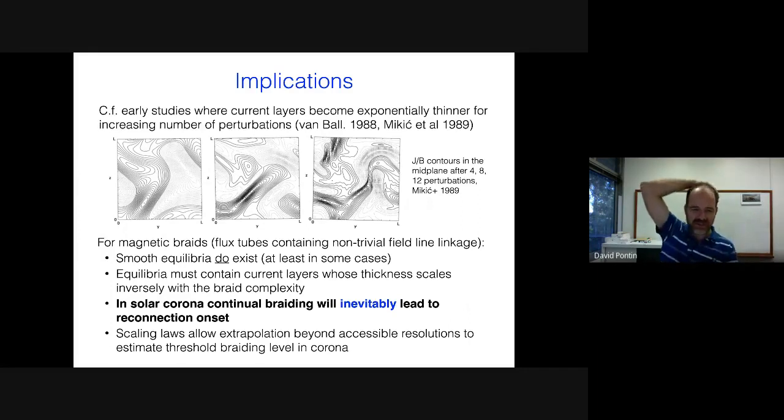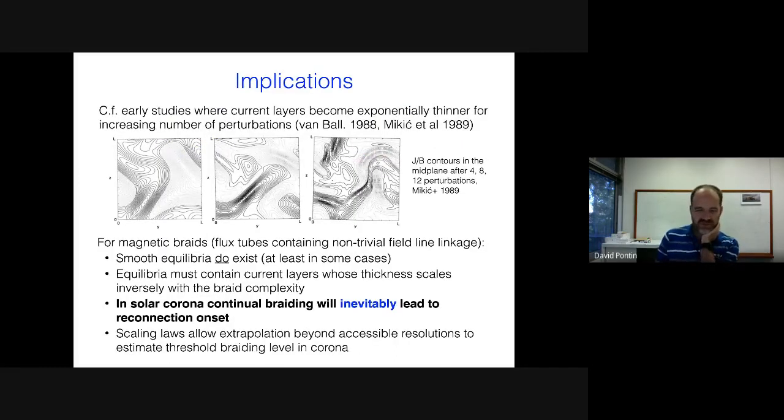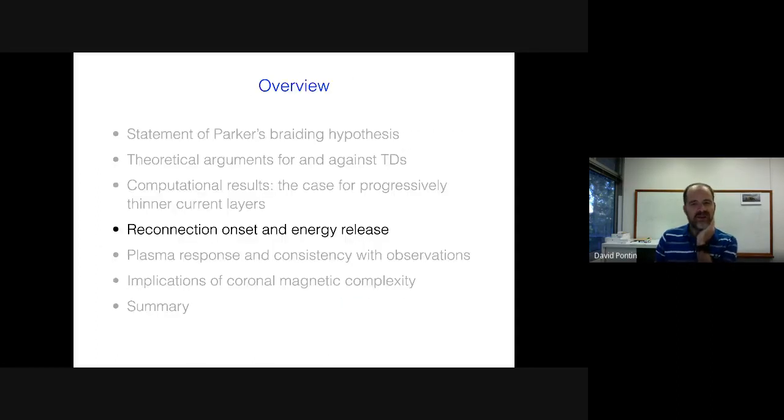And what this means is that in the solar corona, as the field is continually braided up by the boundary motions, we have to inevitably have the onset of reconnection. Inevitably, the current layers will become thin enough and the current will become sufficiently intense that reconnection has to set in. And if we want to, we can use these scalings to try to extrapolate and figure out what sort of a degree of braiding we might expect in the corona.